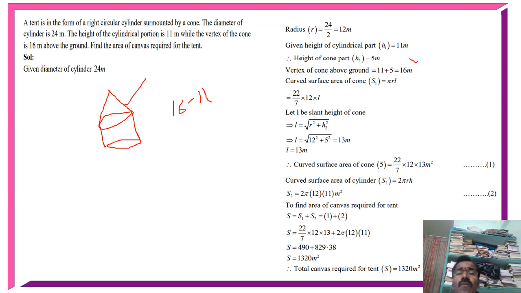After that, pi r l, we need to find the slant height l. We know that l equals root over h square plus r square. Substitute, we get 13, and after simplification we have this value, and we have 2 pi r h. The sum of both the CSAs is nothing but the area of canvas needed. When the width is given, divide the sum of CSAs by the width. So finally we got 1320 meter square of canvas is needed for preparing this tent.